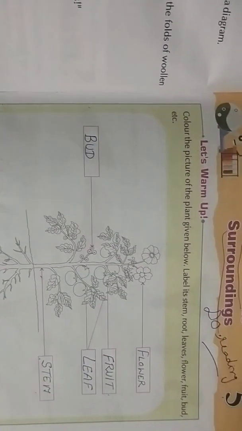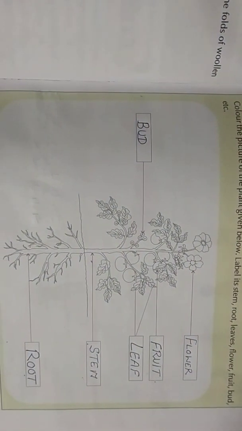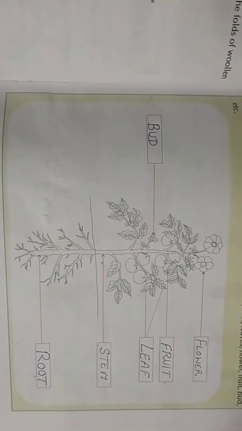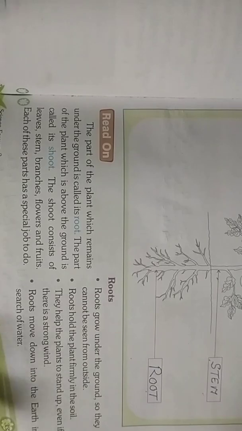Okay, students, lesson number 5, plants in the surroundings. In the last video, we have done the parts of the plant. Now we will do the roots, shoot, leaves. Okay, my dear students. Look here, these are roots.